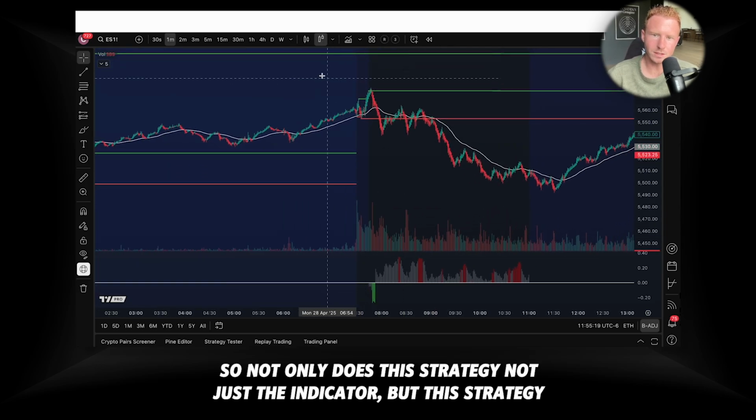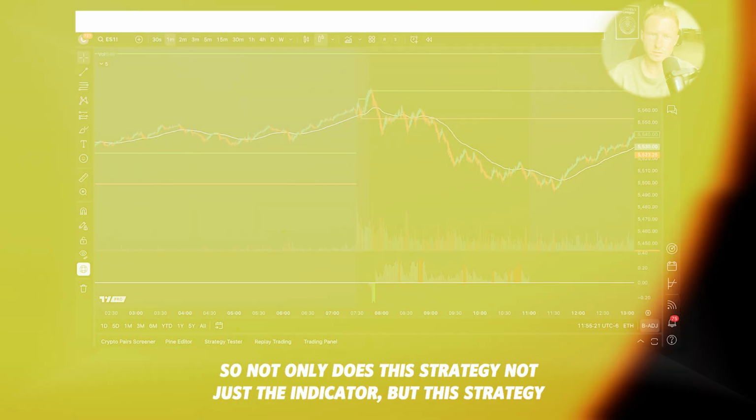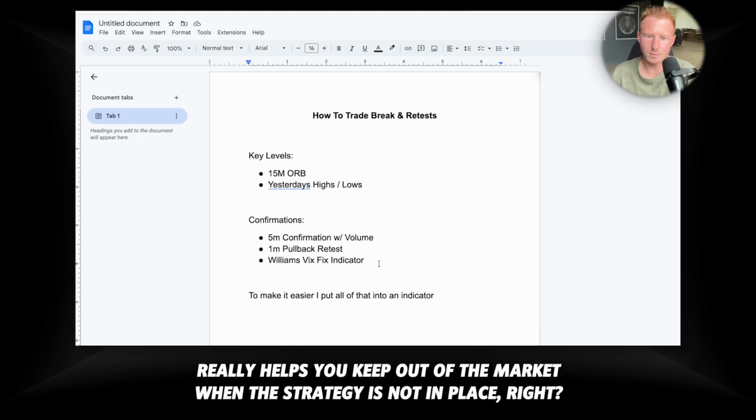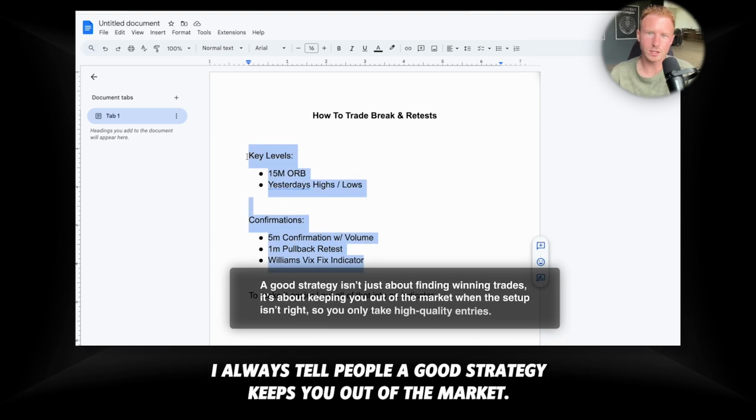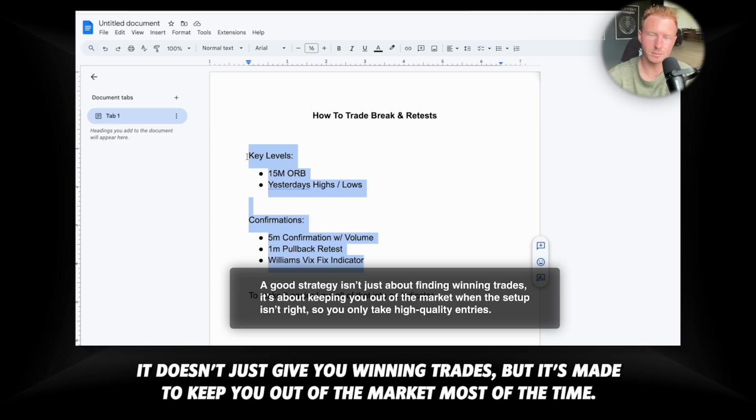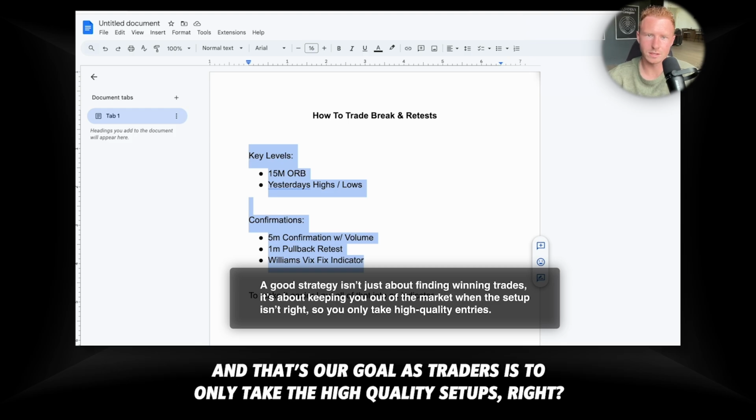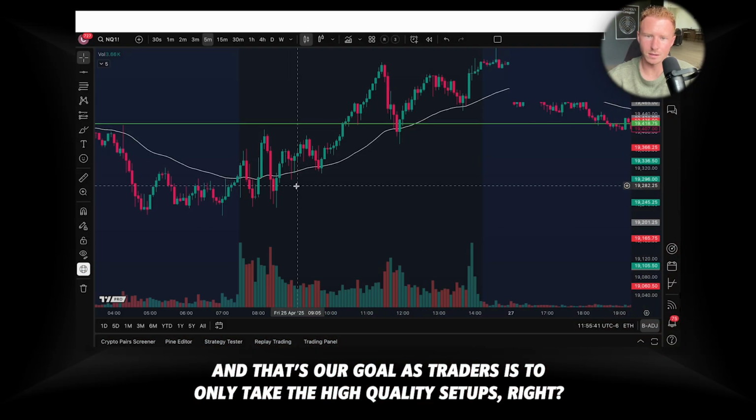So not only does this strategy, not just the indicator, but this strategy really helps you keep out of the market when the strategy is not in place, right? I always tell people a good strategy keeps you out of the market. It doesn't just give you winning trades, but it's made to keep you out of the market most of the time. And that's our goal as traders, is to only take the high quality setups, right?